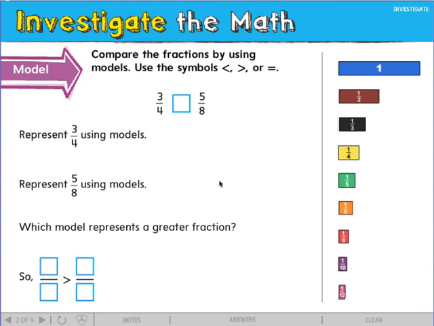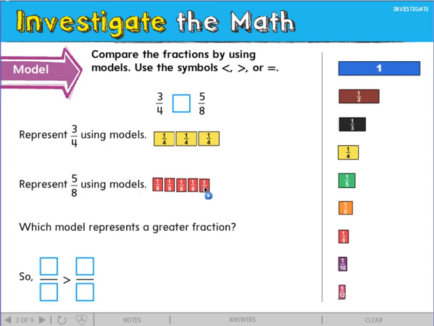Okay, so 3/4 using models. So this is 1/4, correct? There's 2/4. And there's 3/4. Then it wants us to represent 5/8. So we come down here and we grab the 8, and we need 5 of these. So there's 1, 2, 3, 4, 5.